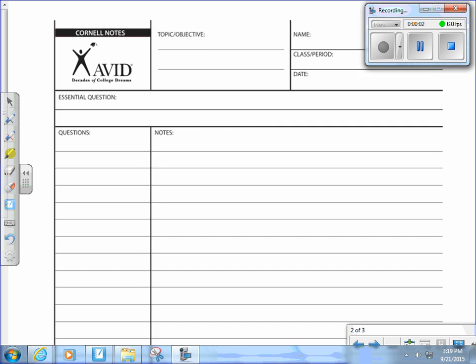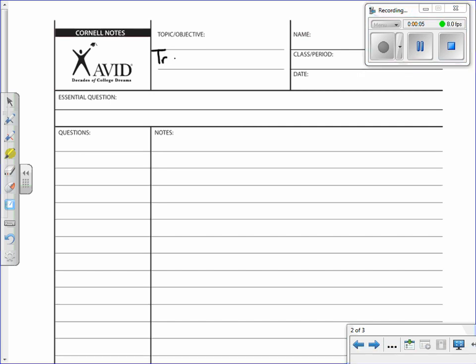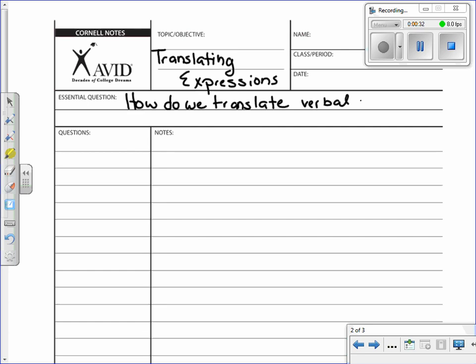Today's topic is translating expressions. The essential question is, how do we translate verbal phrases to algebraic expressions?